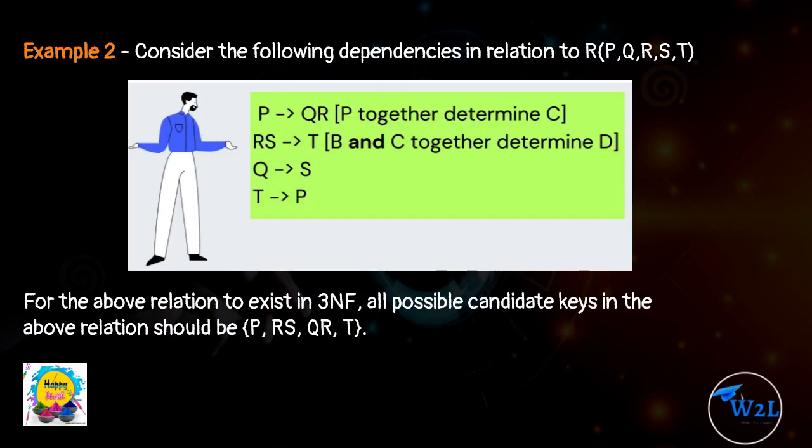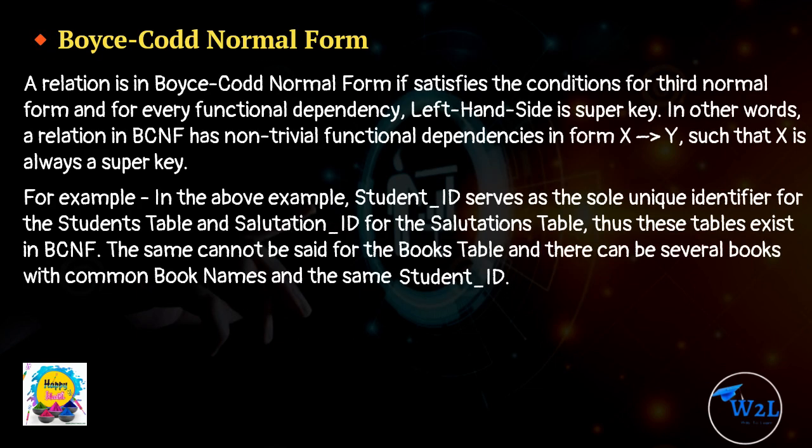Example 2. Consider the following dependencies in relation R, P, Q, R, S, T. For the above relation to exist in 3NF, all possible candidate keys in the above relation should be P, R, QR, T.